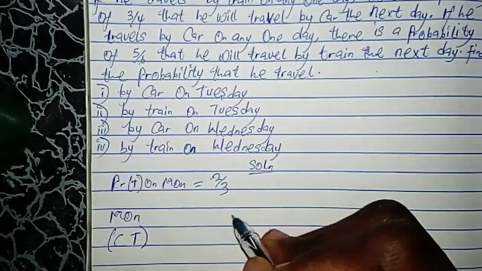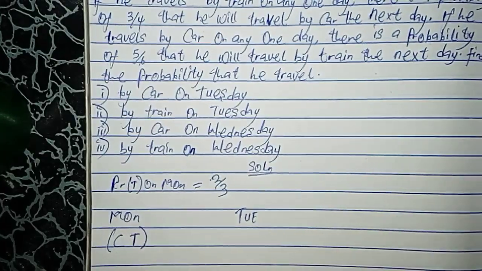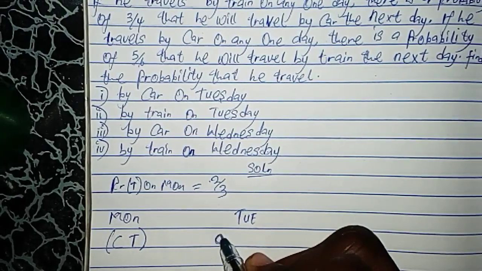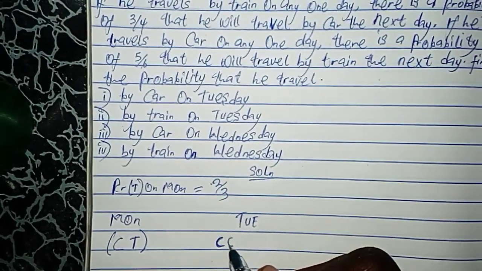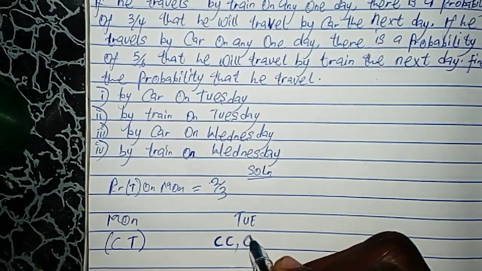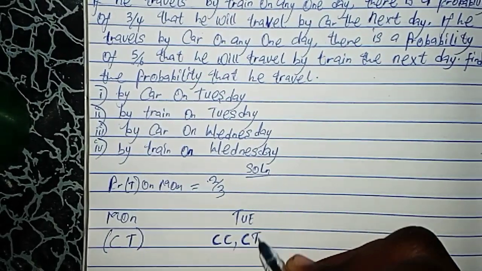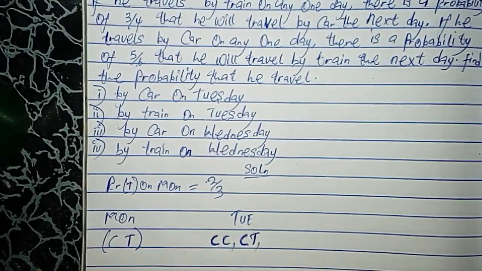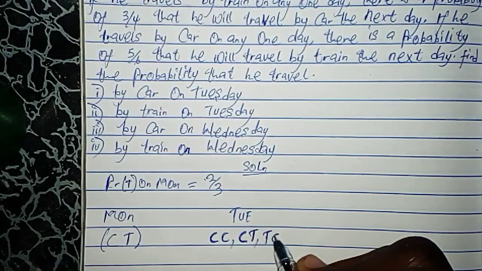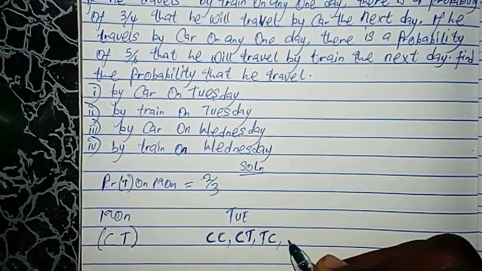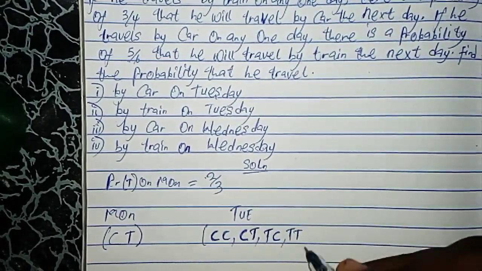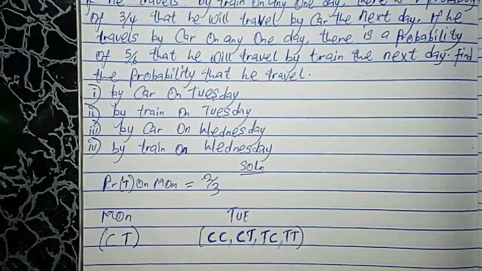How about Tuesday? Since he may travel by car on Monday, he can as well travel by car on Tuesday. We are not ending there. Also, if he travels by car on Monday, he can as well travel by train on Tuesday. These are the possible ways he can travel on Tuesday. I'm not ending there. If he travels by train on Monday, he can as well travel by car on Tuesday. If he travels by train on Monday, he can also travel by train on Tuesday. These are the 4 possible ways he can travel on Tuesday after Monday.